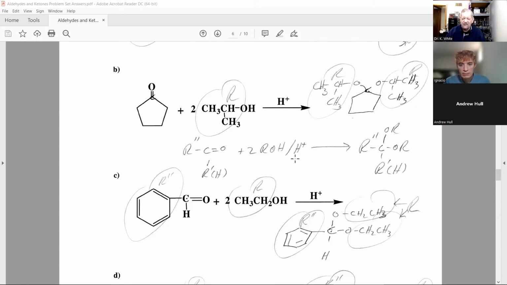Two alcohols, acid catalyst. Keep your eye on the carbonyl carbon. That carbon still has R prime or H plus the R double prime. Now it has two oxygens, and each oxygen has the R group from the alcohol. Well, for this, R prime and R double prime are the ring. Here's my carbonyl carbon. This one right here will have my two oxygens. It does. And my R group's isopropyl.